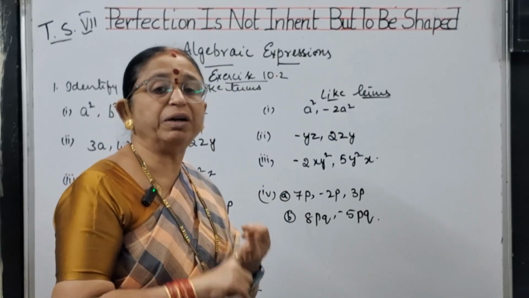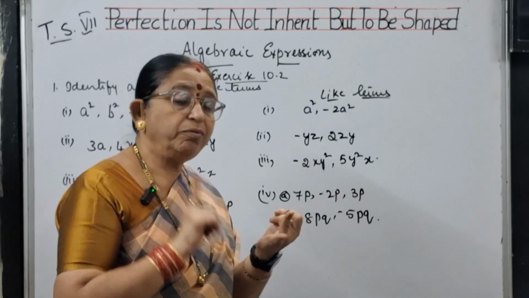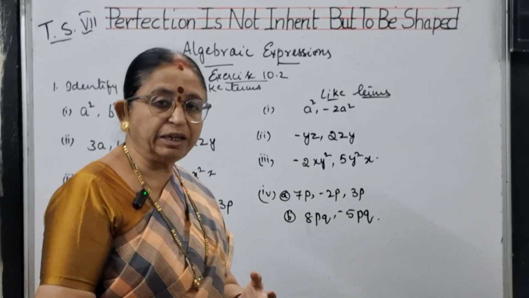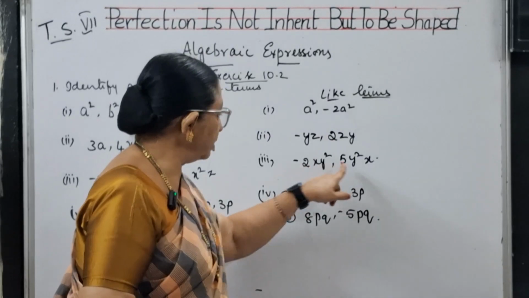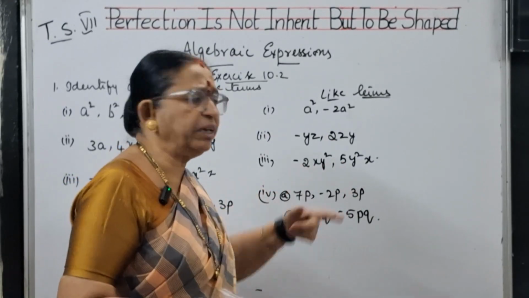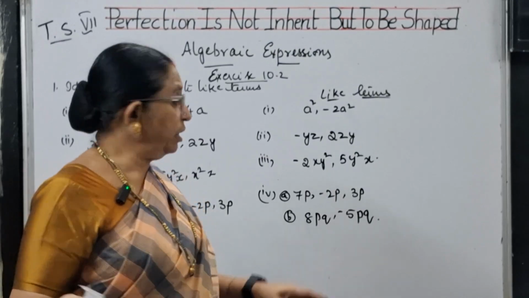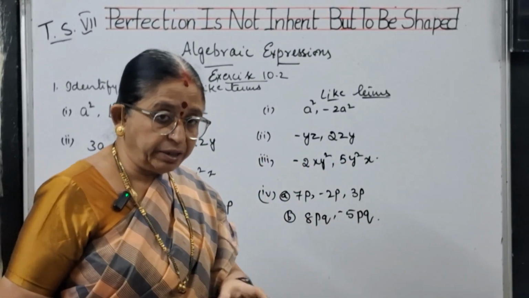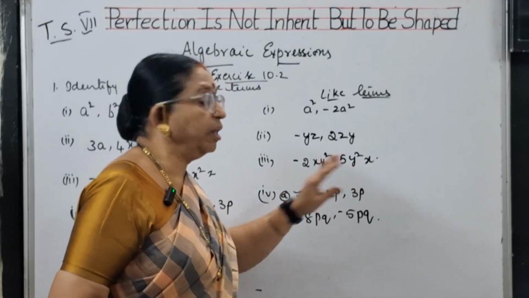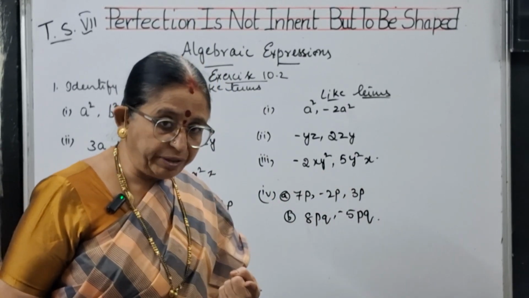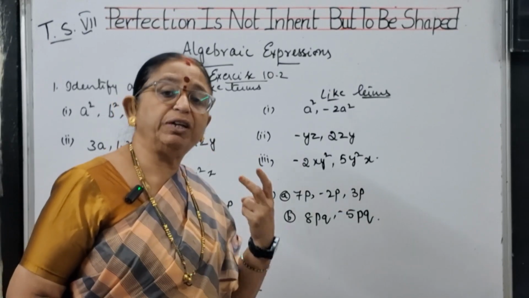If both of them are the same, the power should be the same and the variable should be the same. Then only we will be calling them like terms. Let the numerical coefficient be anything, we don't bother. We are not bothering about numerical coefficients. What are we bothering about? Only algebraic variables. So the variables should be the same, and the exponents of the variables.